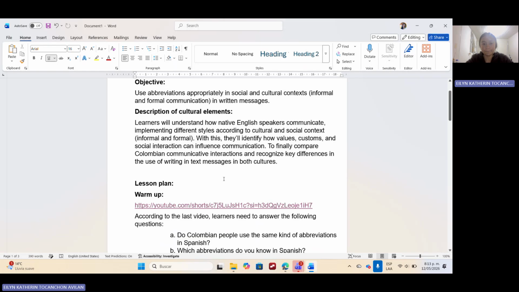So the idea with this activity or lesson plan is that students know more about the communication in a real context, in text messages. Because in Spanish, people don't frequently use abbreviations in written communication. On the other side, in English, it's more common to use abbreviations to make communication funnier or faster, right?